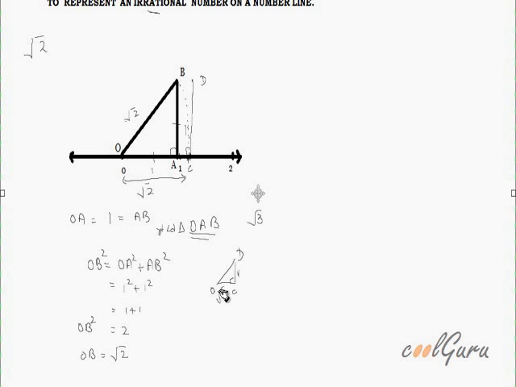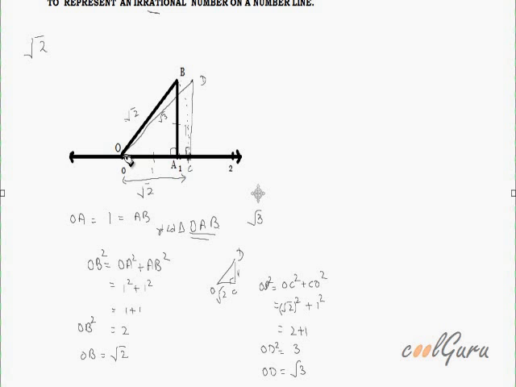This is 90 degree. So again using Pythagoras theorem, we will get OD square as OC square plus CD square. OC square is root 2 square and CD is 1 square. So this will be 2 plus 1, or OD square is equal to 3, or OD is equal to root 3. So in triangle OCD, right angled at C, this hypotenuse OD will represent root 3.